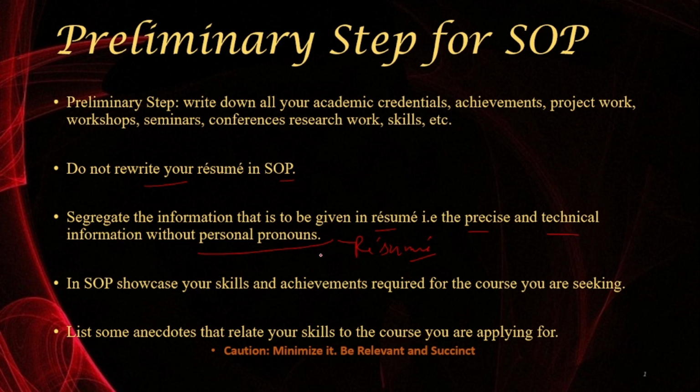Now, apart from these things, what are your skills, your achievements? Those skills and achievements you have to highlight in your SOP, and that too which are actually required for the course that you are seeking. Also, you can make a list of anecdotes that relate your skills to the course that you are applying for. But anecdotes don't mean that for every particular skill you have to explain it through an anecdote.